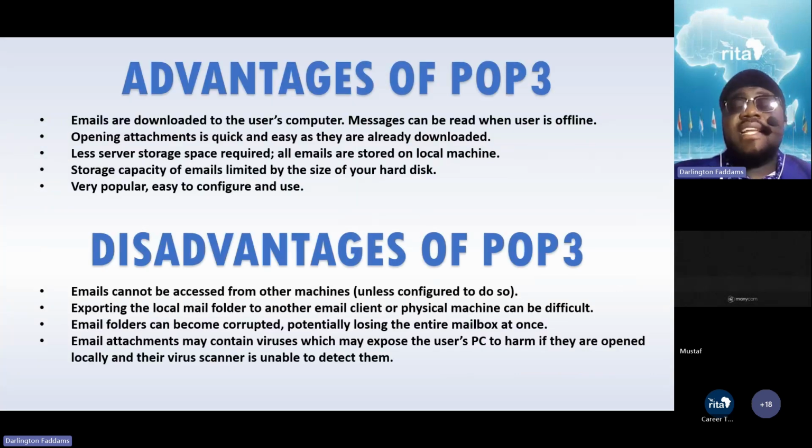Now, over here, you can see the advantages and disadvantages of POP3. That is what I have explained already. With POP3, emails are downloaded. The keyword is to download to the user's computer. The messages can be read offline. Opening attachments is quick and easy as they are downloaded. One good thing is that there is less server storage space required. Why is this?